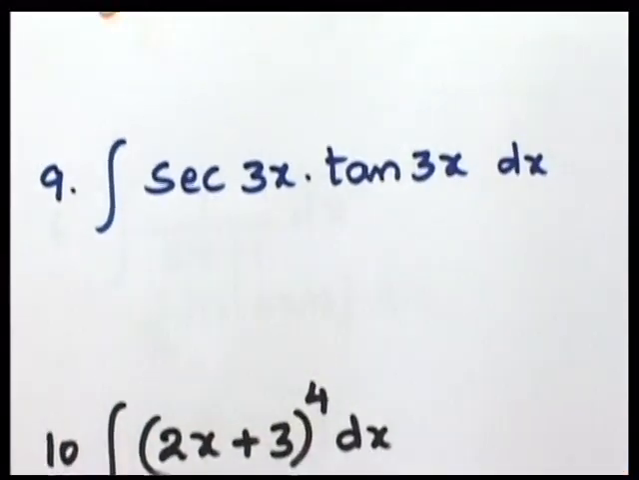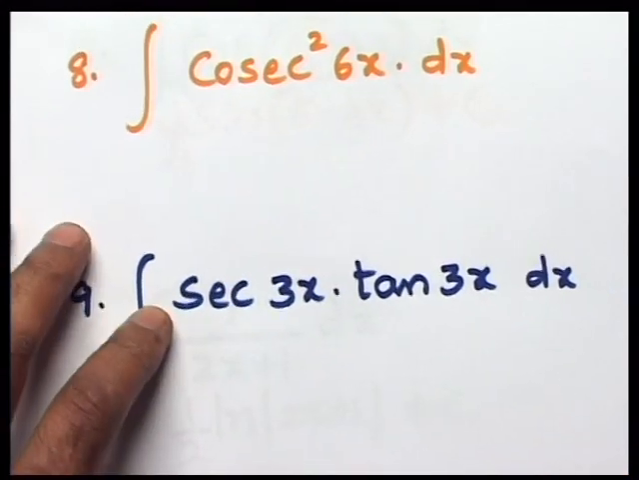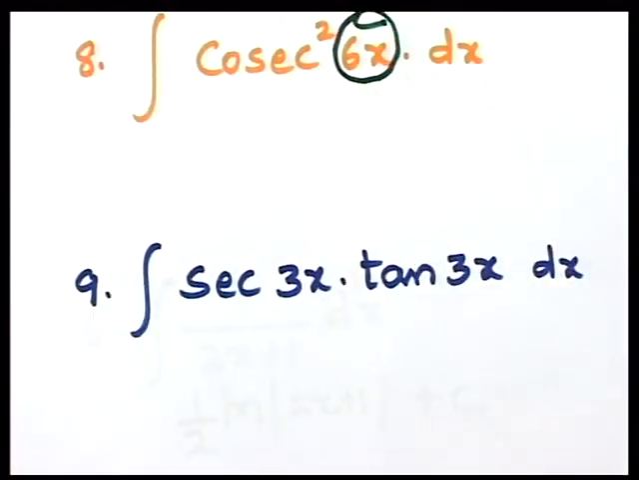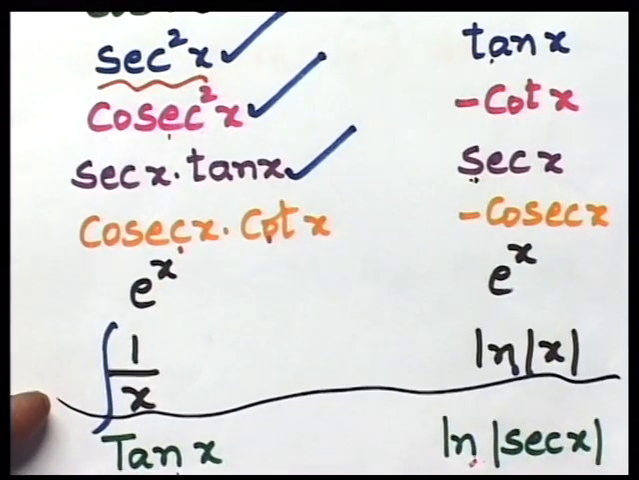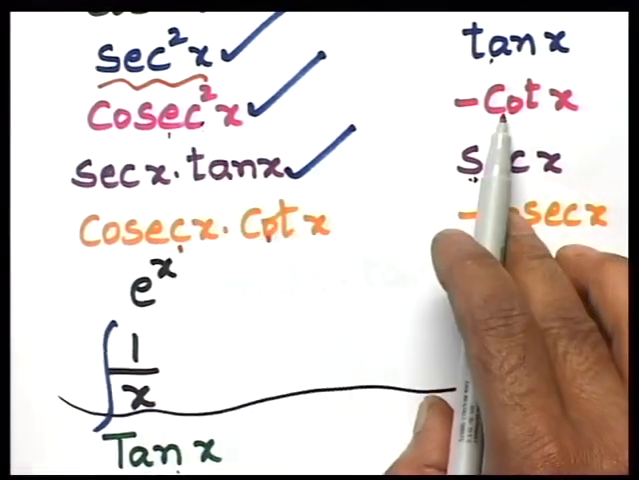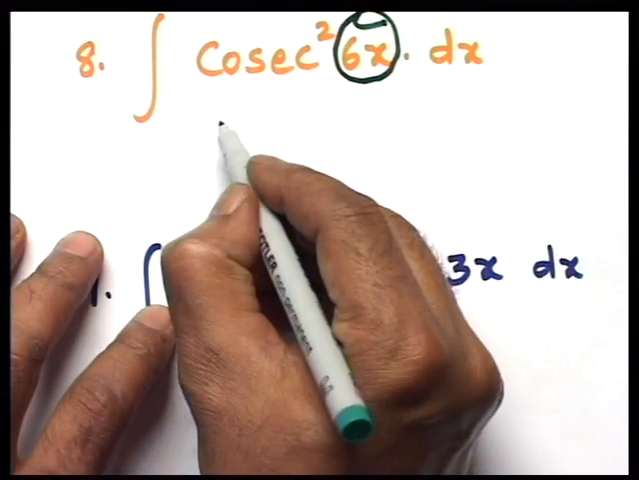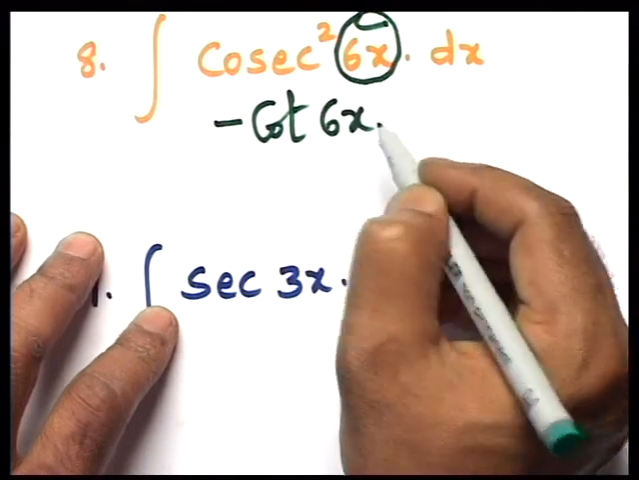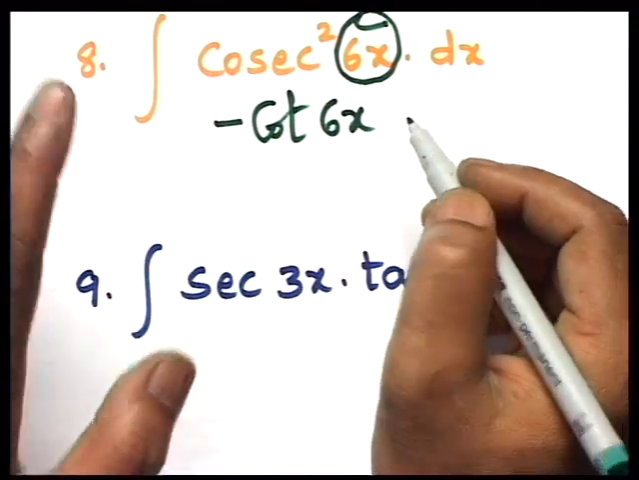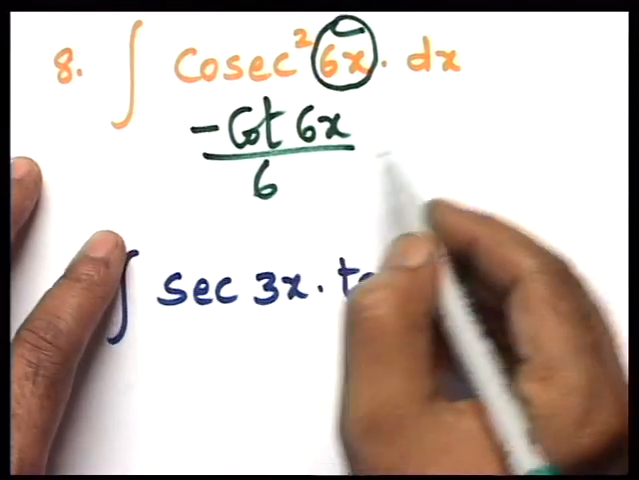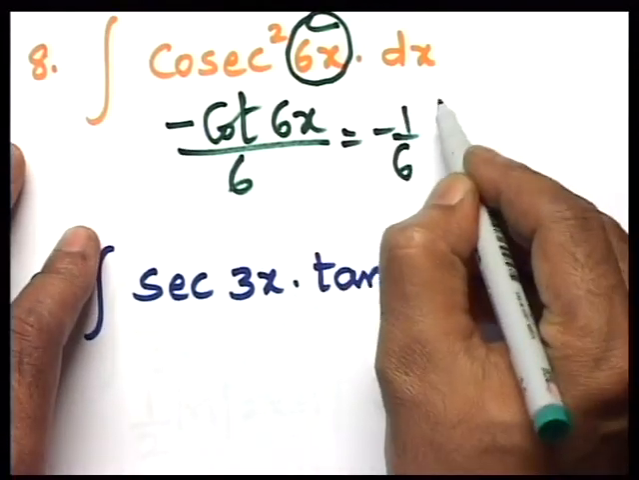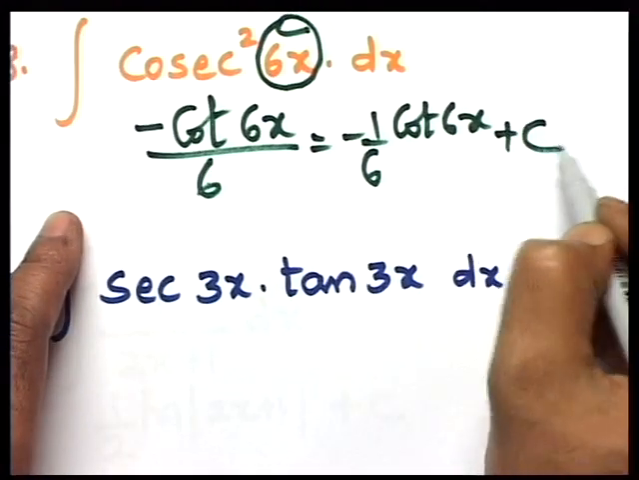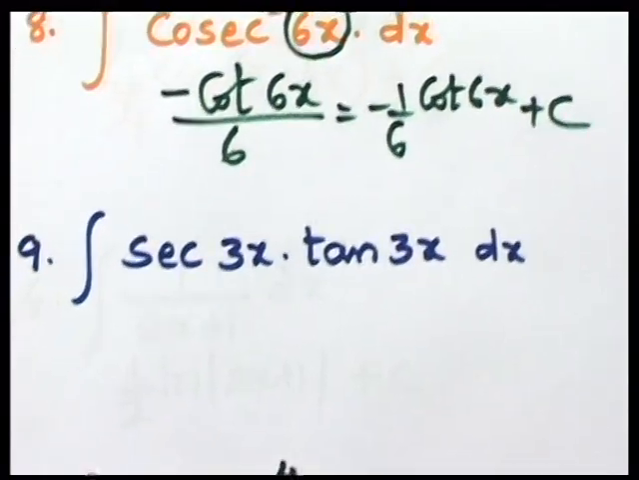Let's look at question 8. You can copy that. Question 8 is cosec squared theta. Watch there. Is this a standard function? Let's say integration, yes. Cosec squared integrates to minus cot x. So all that we do, we say minus cot theta. Theta is 6x. You differentiate 6x. You get a 6, divide by 6, which is the same as minus a sixth cot 6x. Do not cancel the 6s, please. And plus c. So reverse of the chain rule.